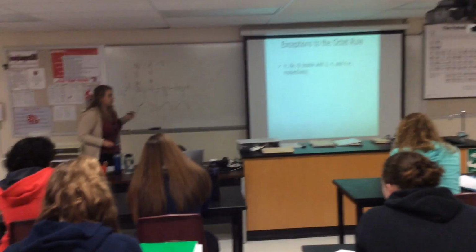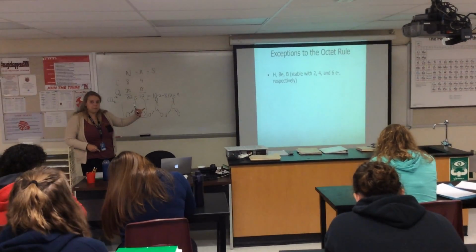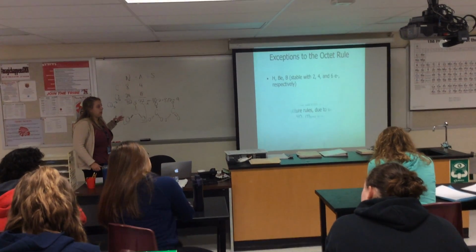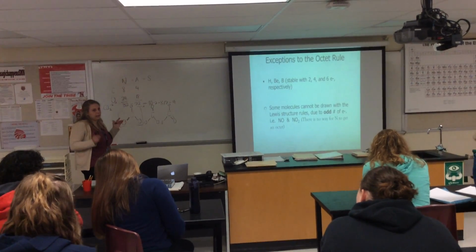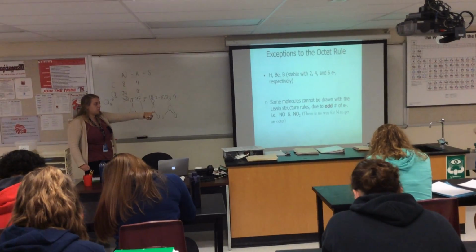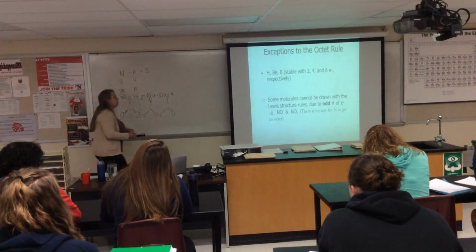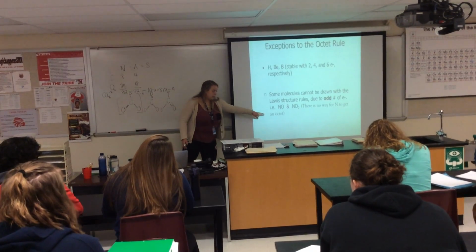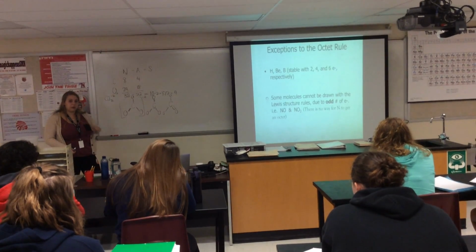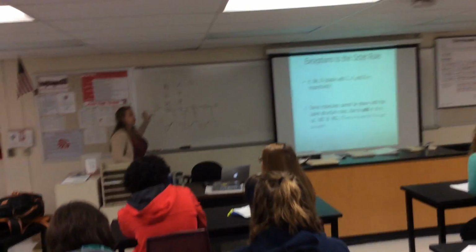Alright, so these exceptions. He already talked about how hydrogen, beryllium, and boron are stable with 2, 4, and 6 electrons respectively. These are just FYIs, they're not going to be tested on this next Tuesday or whatever. And these 2 compounds cannot be drawn because they're just weird and they don't have the correct amount of electrons around them to have a correct setting or whatever. Not setting, drawing.